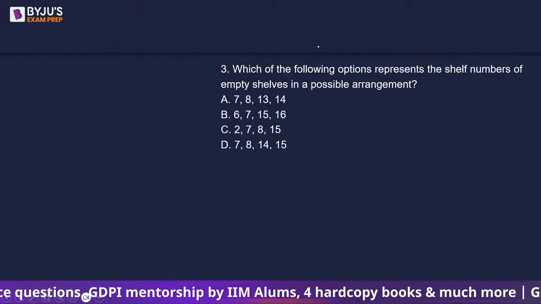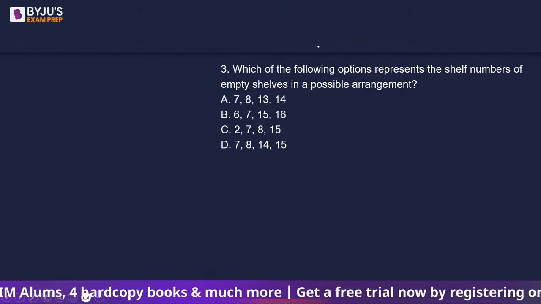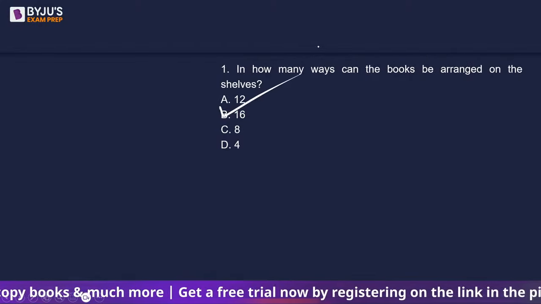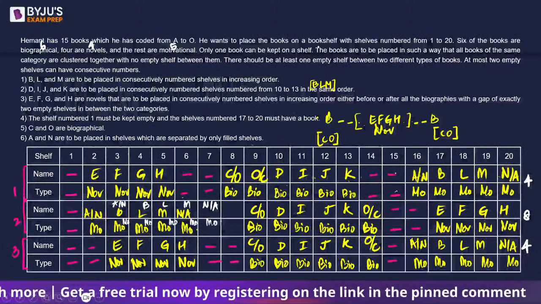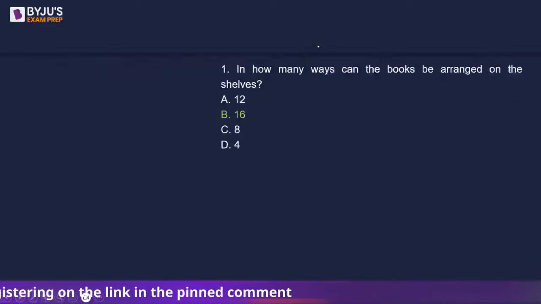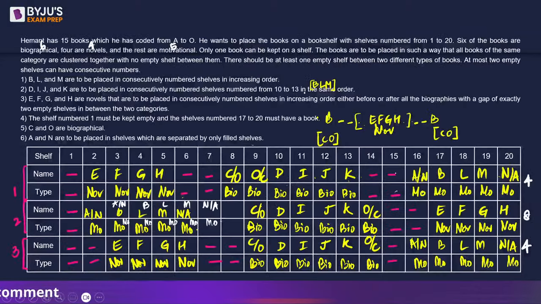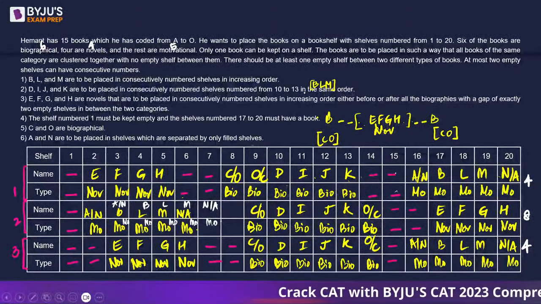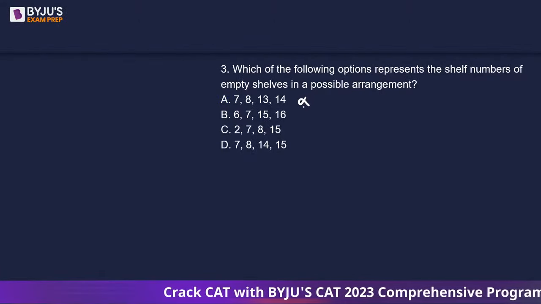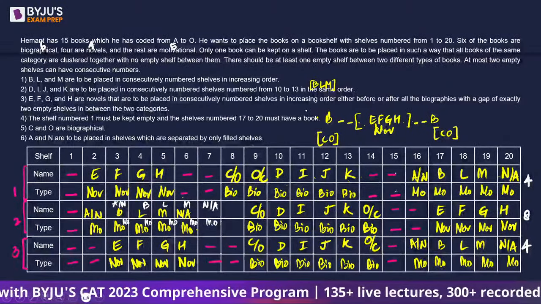Option A. Which of the following options represent the shelf numbers of empty shelves in a possible arrangement? 7, 8, 13, 14 can be empty? No, it's not possible. If 8 is empty, 13 is not. 6, 7, 15, 16: if 6, 7 are empty, then 16 is not, and if 16 is empty, then 6 cannot be empty. So not possible. 2, 7, 8, 15. Yes, it is possible.